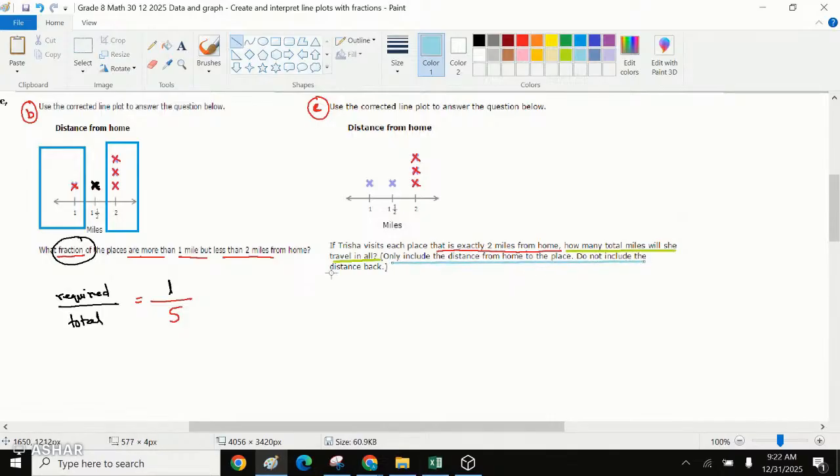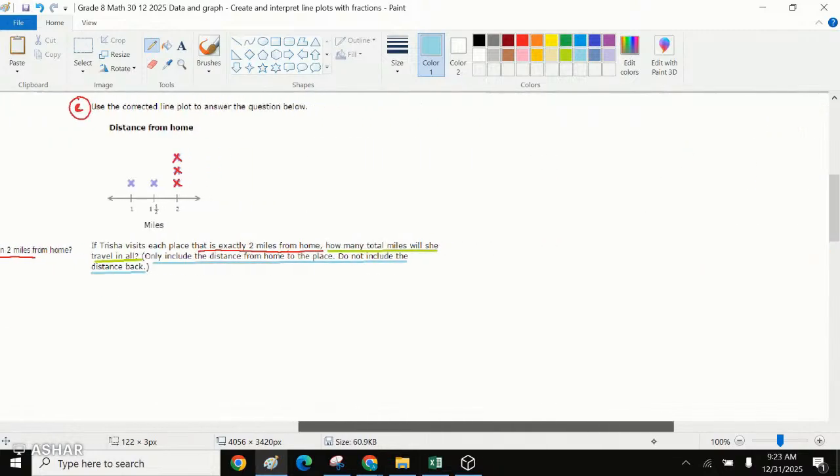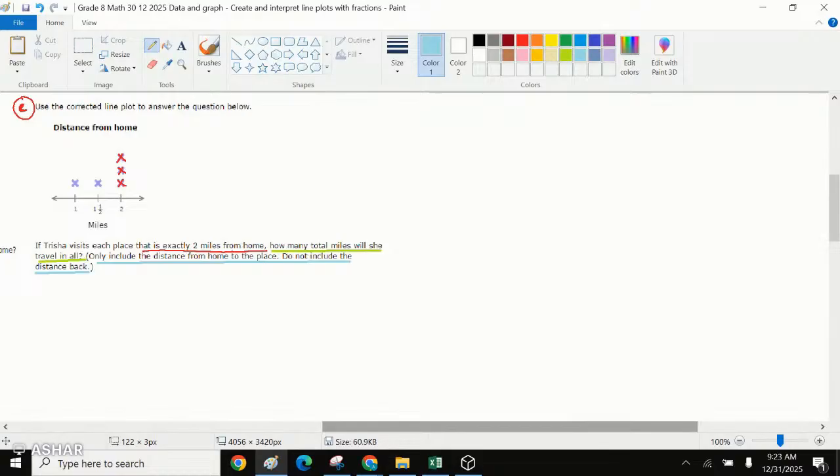If she's going to the library, then she comes back home also. Then she goes to the zoo, she again travels 2 miles and she comes back. Then she goes to science center and she comes back. But what they are asking us in the question is, do not include her coming back, only the distance that she is traveling going to those places. So the distance should be 2 miles for 3 places. The distance into the number of locations.